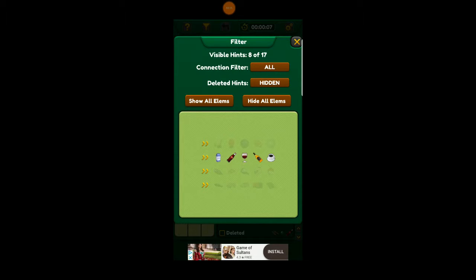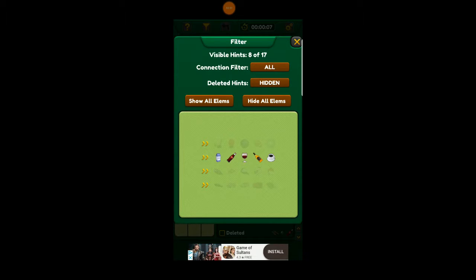Okay, if we wanted to see connection filter, we could touch that. It says positive or negative correlation, but we'll just leave all. Okay, on the deleted hints, you could do hidden or showing. The only reason for showing, in my opinion, is if you think you touched one by accident and you wanted to make sure that you didn't. You're stuck. You want to make sure that all the hints are the way you think they are. So we're going to go hidden because we don't want to see the deleted hints.